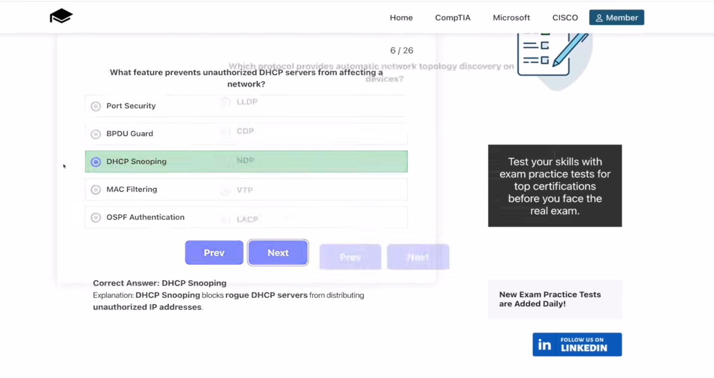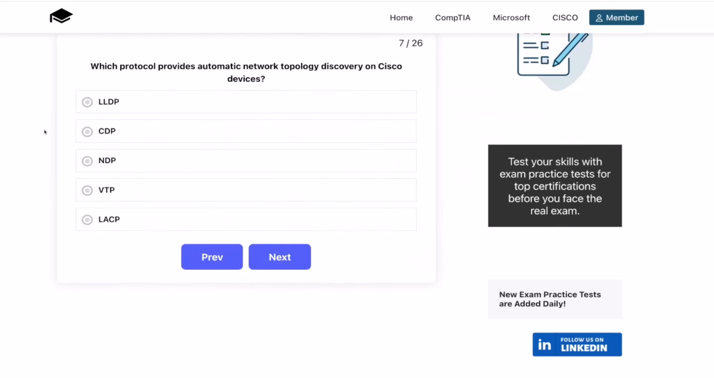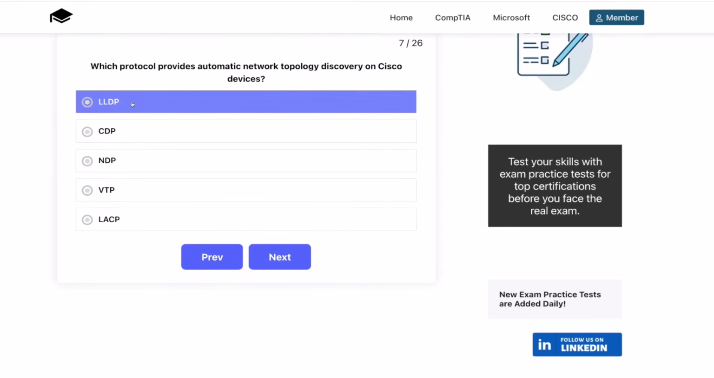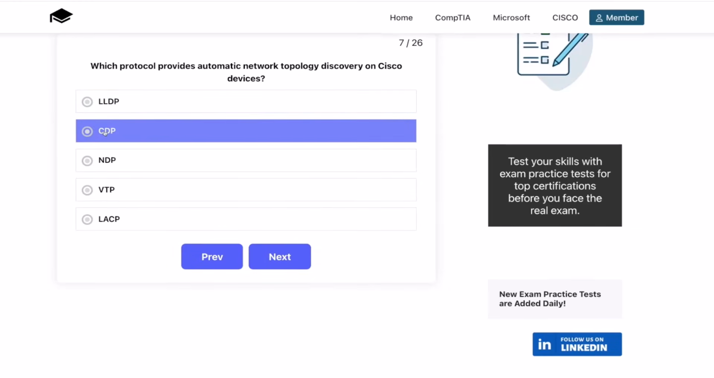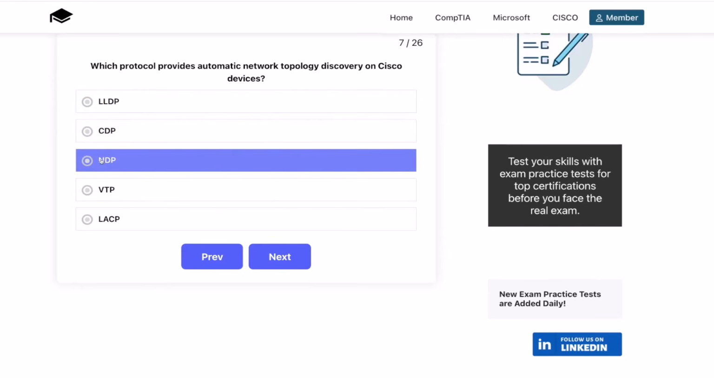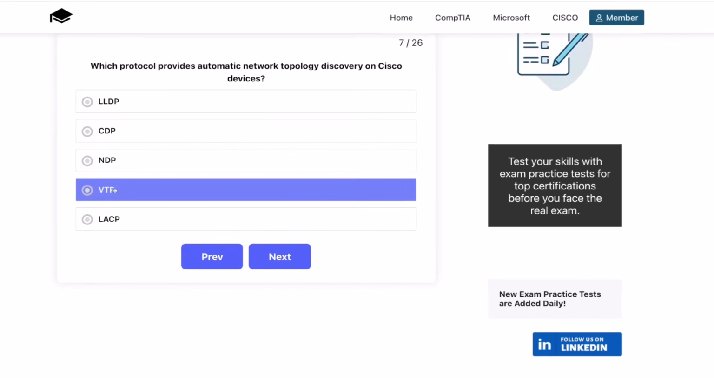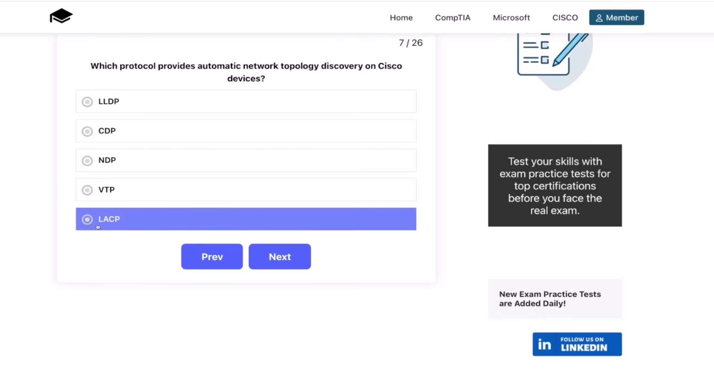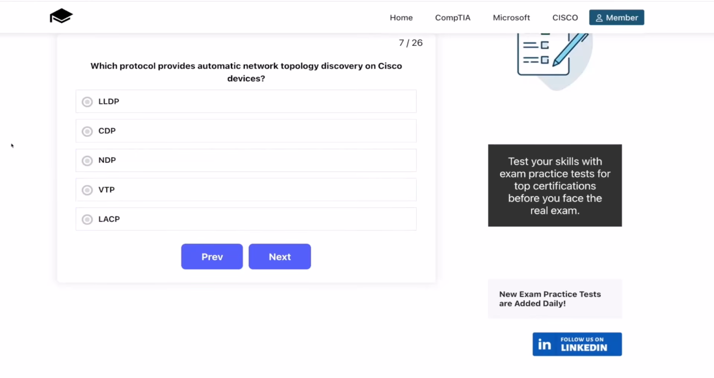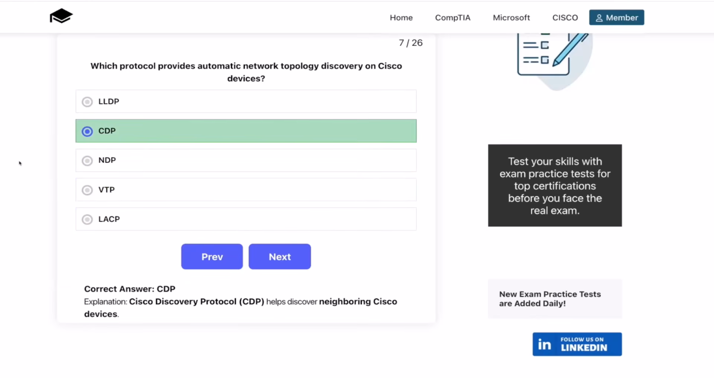All right, question 7. Which protocol provides automatic network topology discovery on Cisco devices? Is it LLDP, CDP, NDP, VTP, or LACP? The correct answer is CDP. Cisco Discovery Protocol, or CDP, helps discover neighboring Cisco devices.